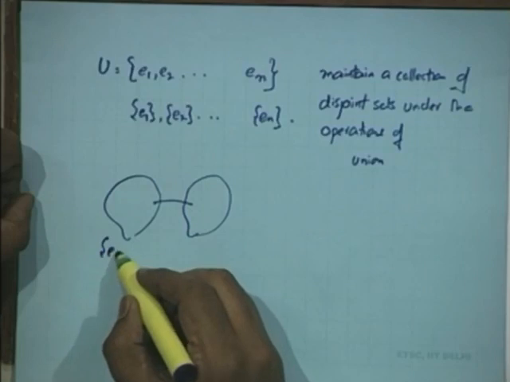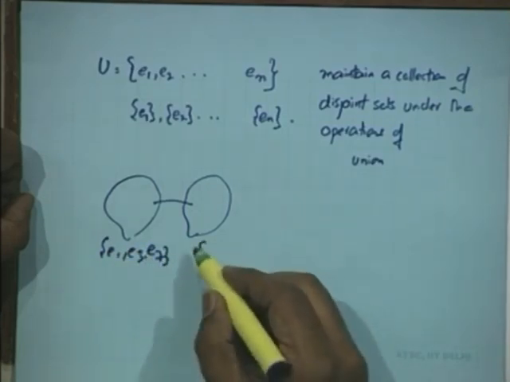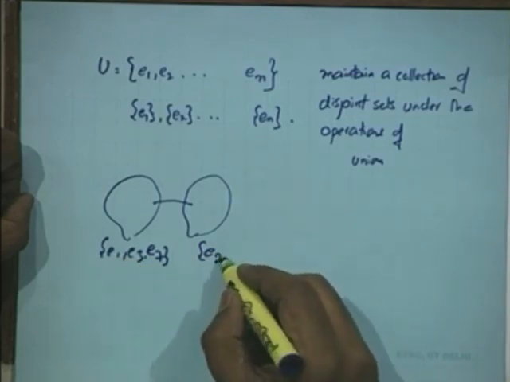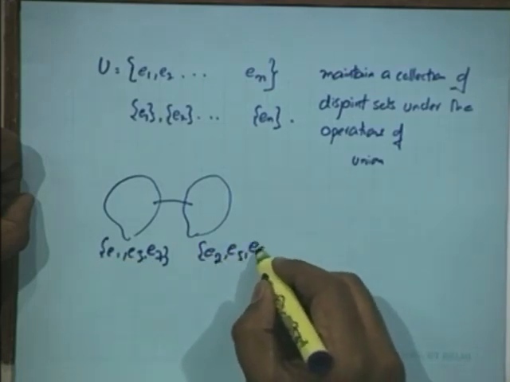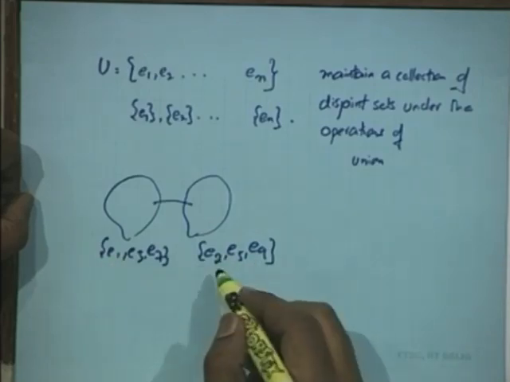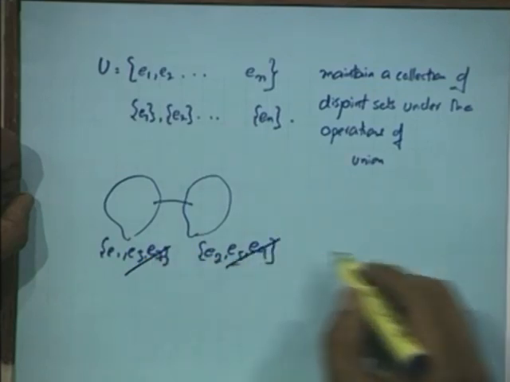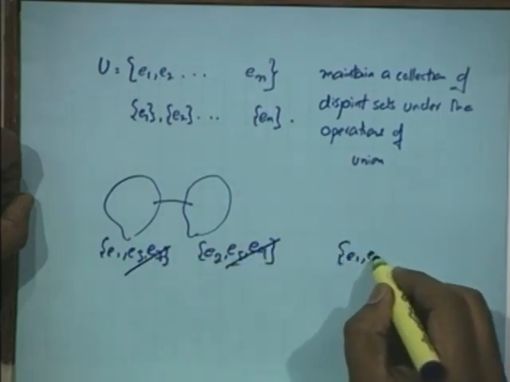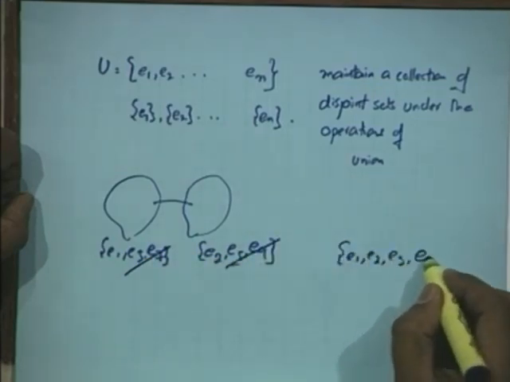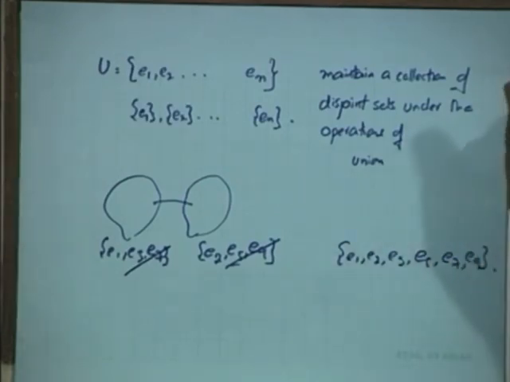Suppose this set has E1, E3 and E7 in it, and this set has E2, E5 and E9. Then after the union, I should not have these two sets in my collection, but these two sets in the collection should get replaced by one set, which is E1, E2, E3, E5, E7 and E9, yeah.